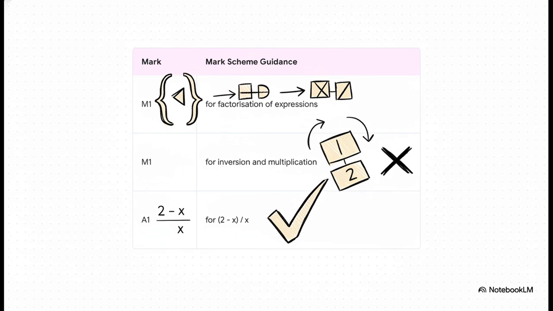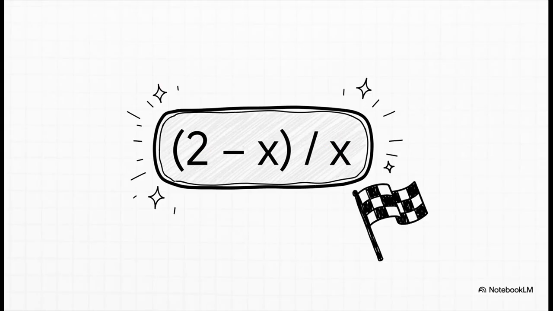And look how the 3 marks line up perfectly with our 3 steps. You get 1 method mark, an M1, just for doing the factorizing correctly. You get a second M1 for doing the whole flip and multiply thing. And then only after all that, you get the A1 accuracy mark for having the correct, fully simplified answer at the very end.